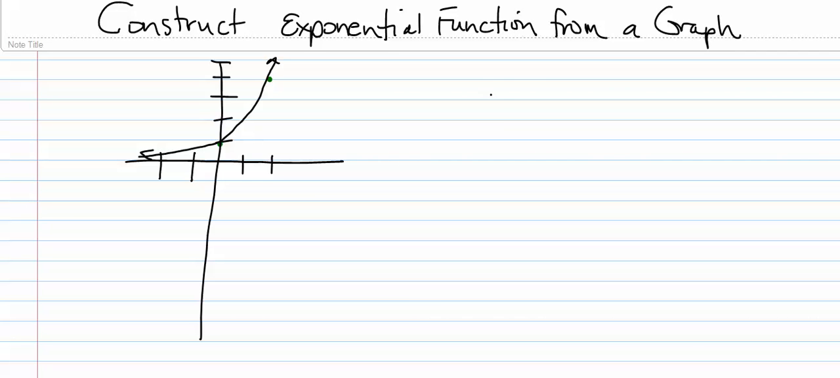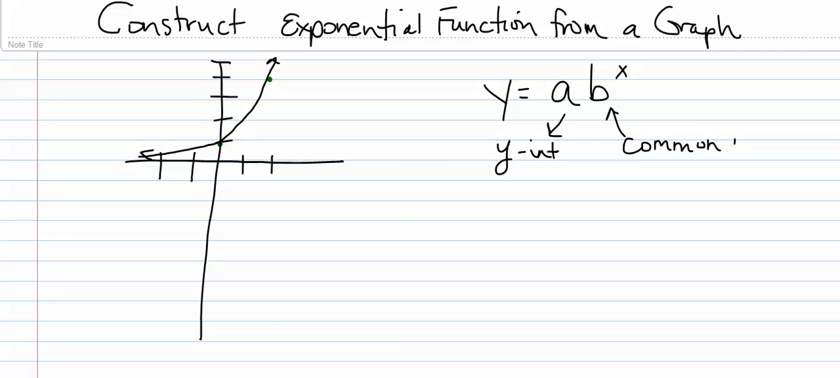It's going to be y equals a times b to the x power, where a is always our y-intercept, and b is going to be a common ratio. Kind of like when we did our geometric sequences, we had a common ratio that was raised to some power. In order to be able to build this function, we need to have a few common points on our graph.